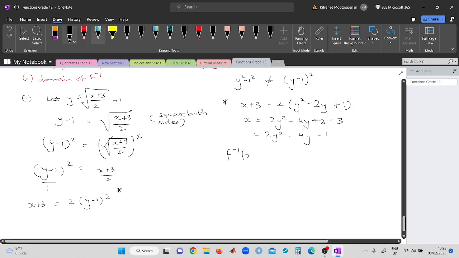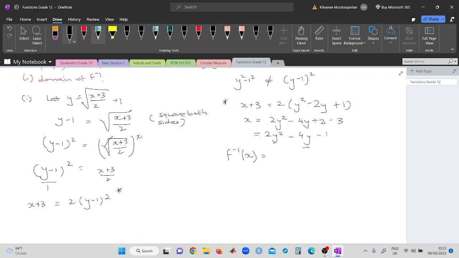Therefore, f inverse of x will be equal to, replacing y by x, 2x square minus 4x minus 1. Therefore, a equals 2, b equals minus 4, c equals minus 1. We recall the form ax square plus bx plus c, where a, b, c are constant terms. Every time I gain a mark per question, I will write a equals the answer, b equals, etc., so as not to lose points.